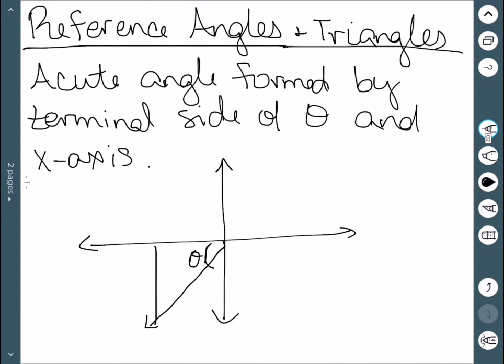We can then use coordinates to determine two sides, the opposite and the adjacent, and then our hypotenuse will always be positive. However, our opposite and adjacent sides no longer will be, depending on if I'm moving left, right, or up and down.